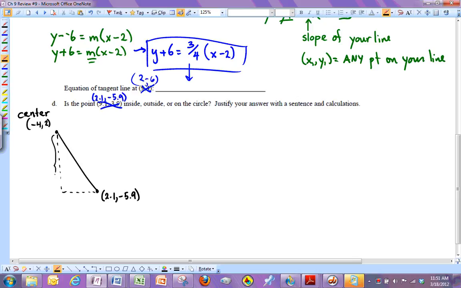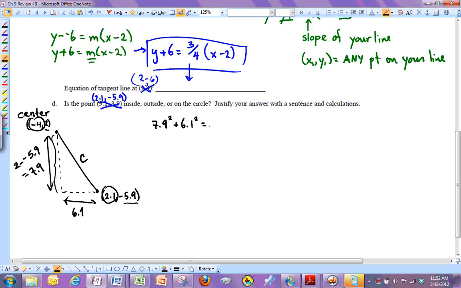When I go up and down, the y's change. So it's from 2 to negative 5.9. If I do big minus little, it's 2 minus negative 5.9, which equals 7.9. So this side right here is positive 7.9 units long. And this side, the x has changed. I'm going from negative 4 to 2.1. So negative 4 all the way up to 2.1 is going to be a distance of 6.1 units, 2.1 minus negative 4. Okay, so now I can call this C, and if I do Pythag, I get 7.9 squared plus 6.1 squared equals C squared.